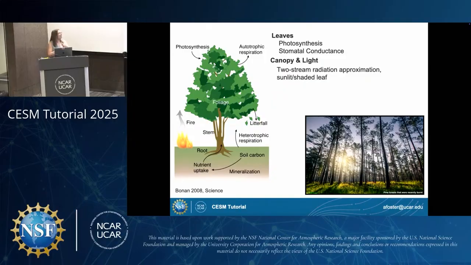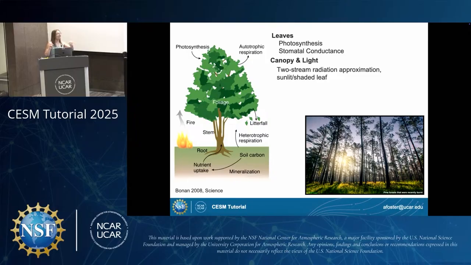Then we have photosynthesis at the leaf level, but then we have to scale that up to the whole canopy and calculate light transmittance, absorption, and reflection through the canopy. We do that through what's called the two-stream radiation approximation, which uses a sunlit versus a shaded leaf. So this is important in the big leaf model.